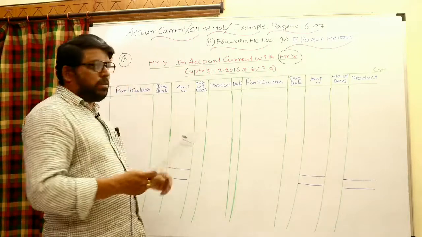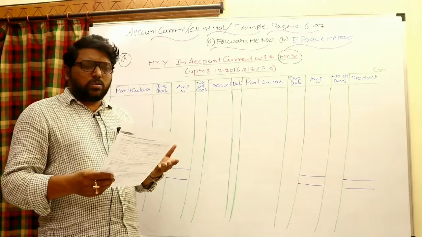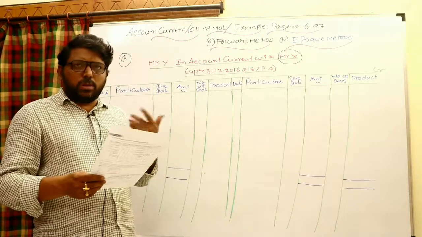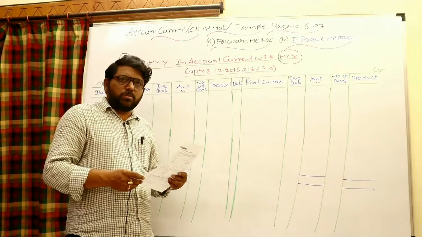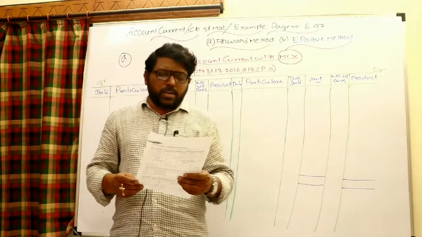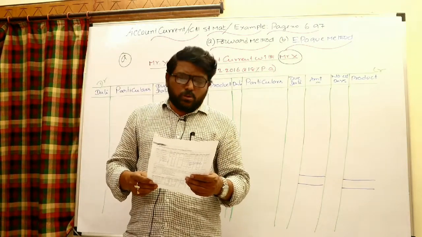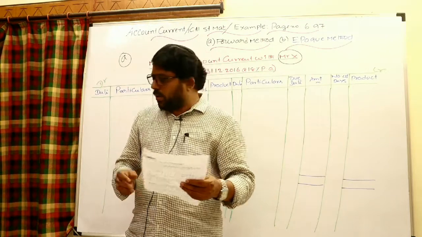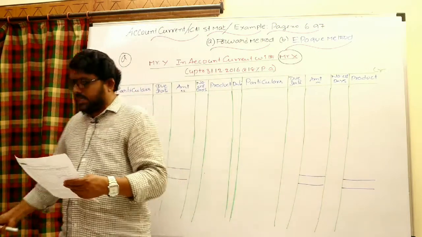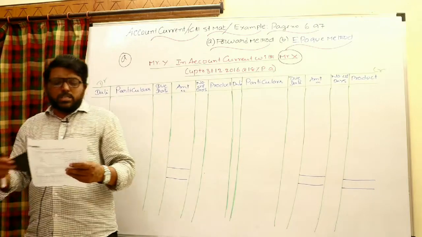First A, forward method. Later we can work out the backward method, which is called epoch method. Epoch method is very important from the examination point of view, and many a time this epoch method is given. Okay, right. Let us see from X's point of view. Let us record all the transactions here one by one.